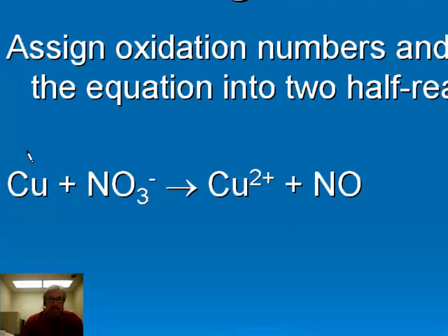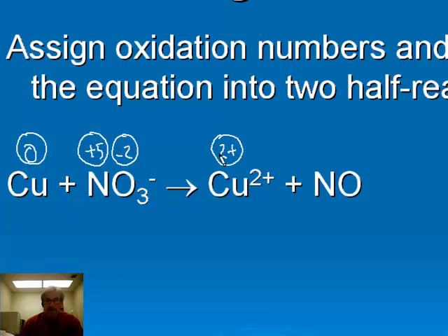Here I have copper, which is an uncombined element. Its oxidation number would be 0. Next I have nitrate. Oxygen in there would be -2. -2 times 3 would give me a -6. So that means my nitrogen must be +5 oxidation number, because the whole thing has to add up to -1. Cu2+ is a monatomic ion, so its oxidation number is the same as its charge, which is 2+. In NO, oxygen is -2, and it has to add up to 0, so nitrogen must be +2 here.